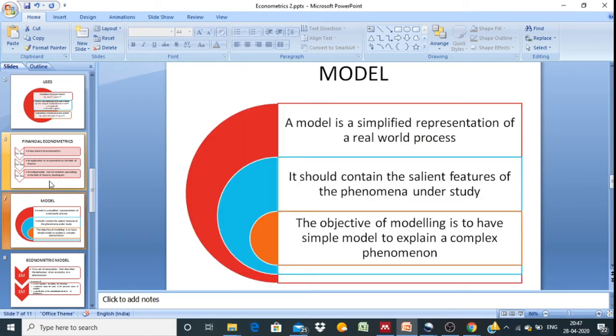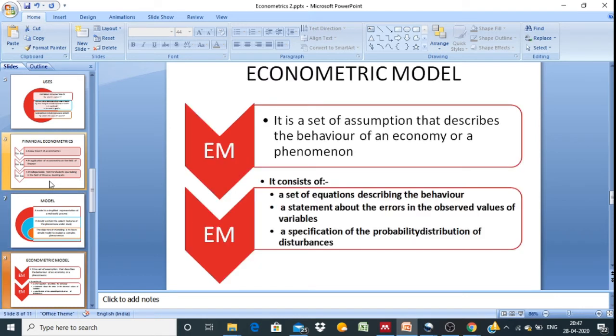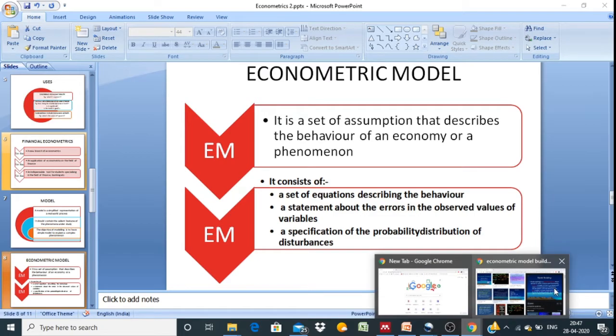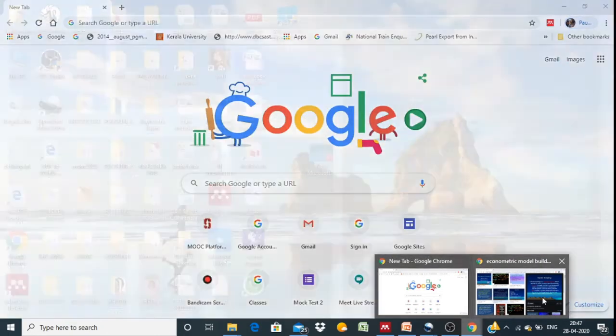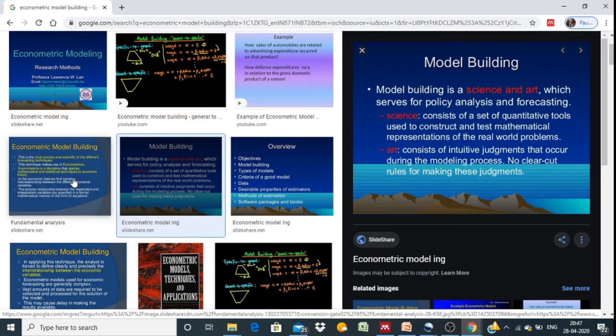Then come to model. A model is a simplified representation of a real world process. It should contain the salient features of the phenomena under study. The objective of modeling is to have a simple model to explain a complex phenomenon. An econometric model is a set of assumptions that describes the behavior of an economy or a phenomenon. That is, in an econometric model, we are identifying the various variables and finding out the relationship between the variables.